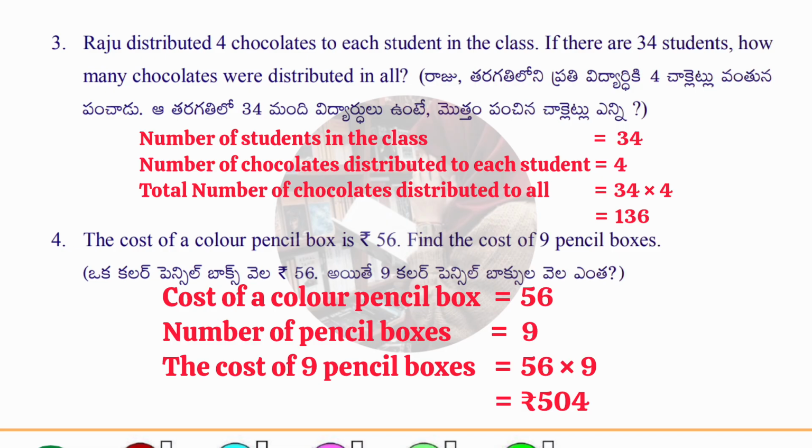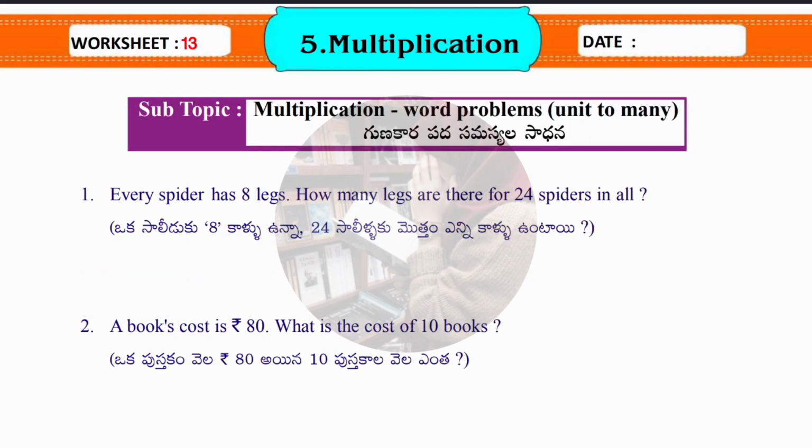Do the multiplication. 9 6 54. 5 carry forward, write down 4 here. Then 9 5 45. 45 plus 5 is 50. So answer is 504. So total cost of 9 color pencil boxes is 504 rupees. Got it, guys? Let's move on to the next worksheet, that is worksheet number 13. Here the subtopic is multiplication word problems, unit to many.